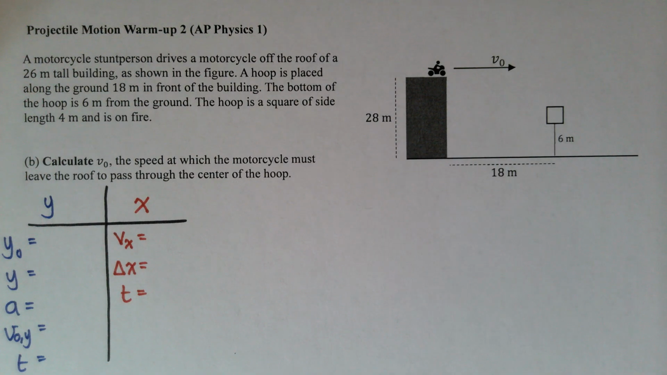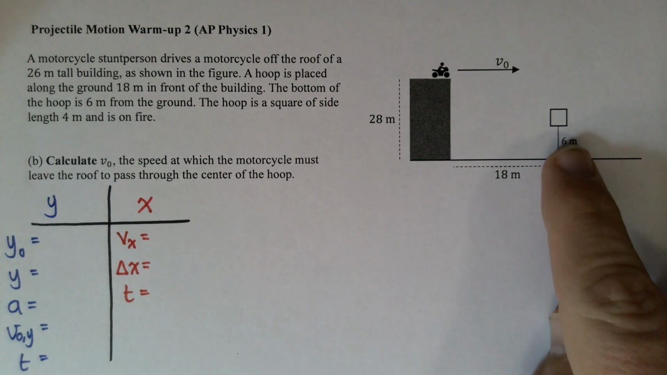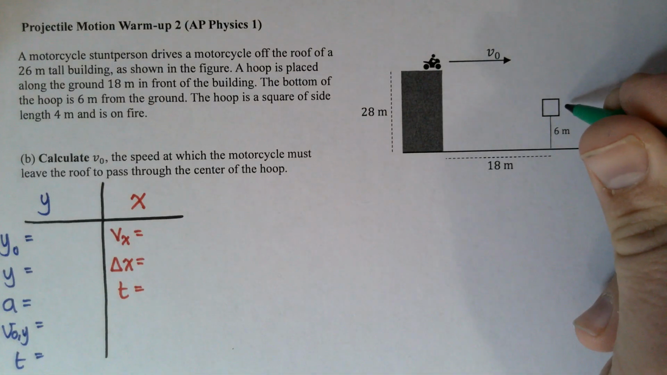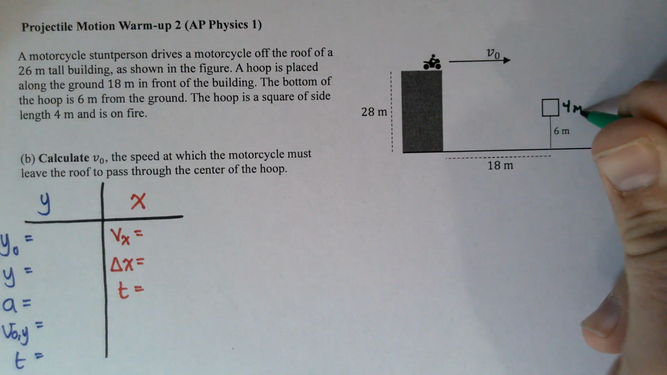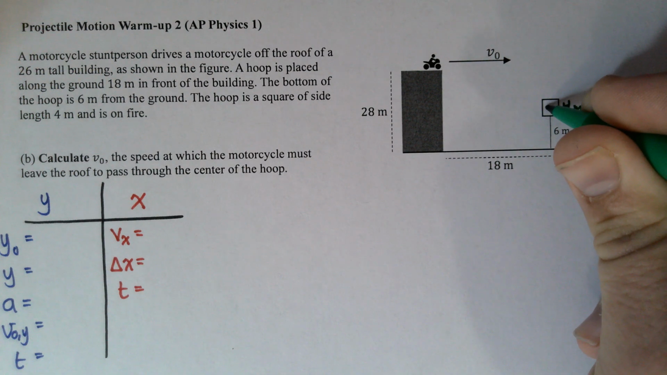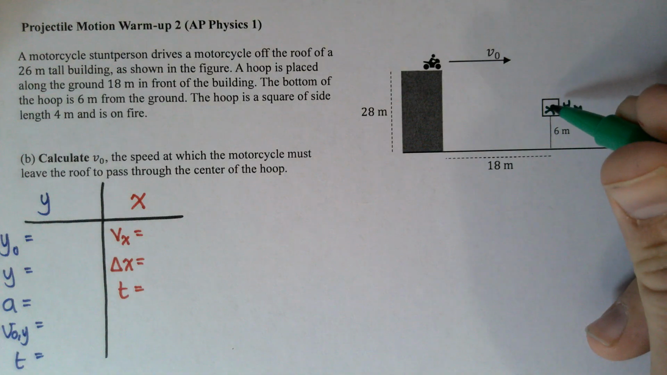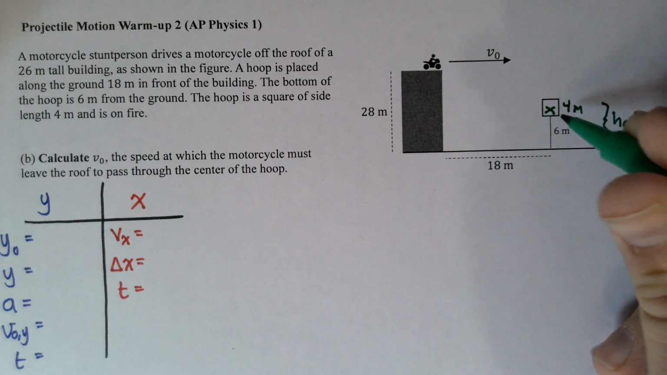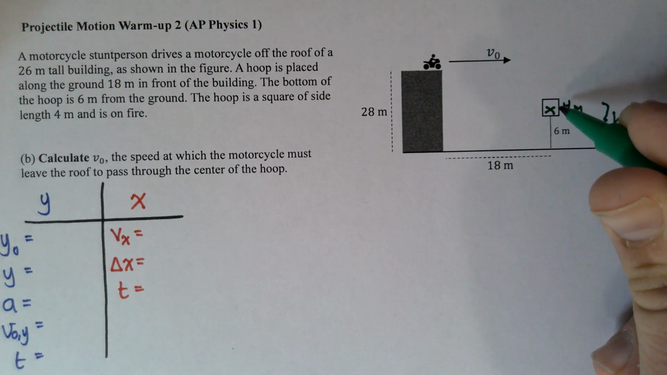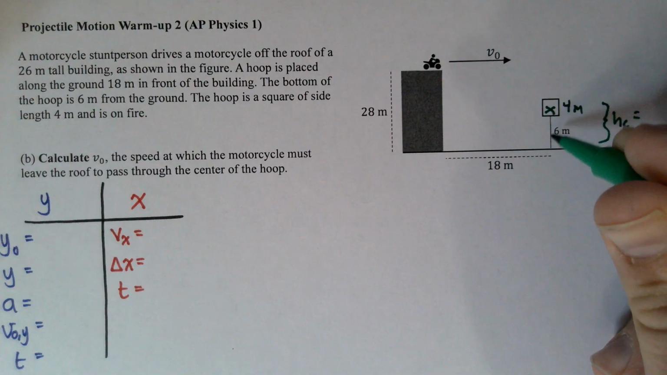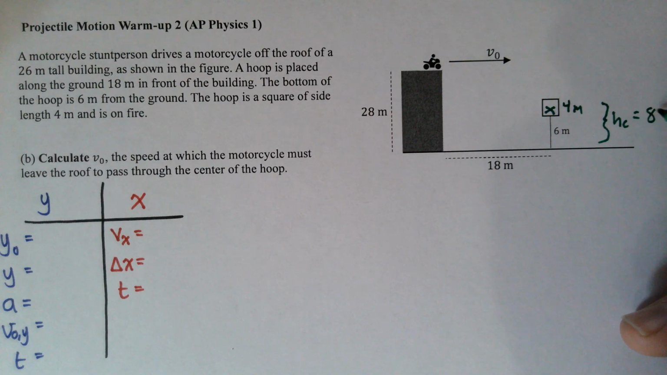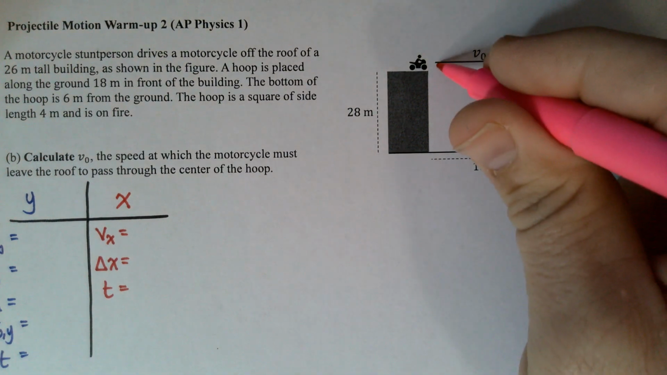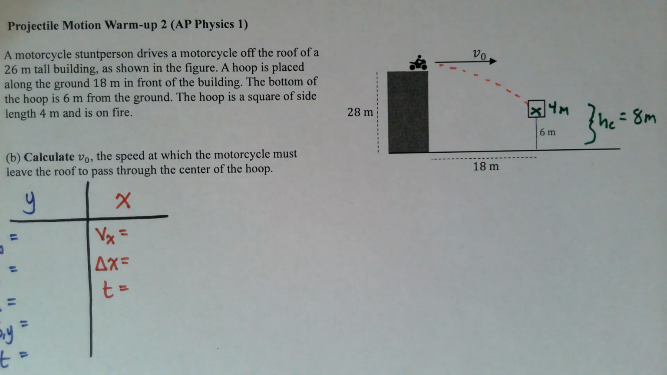So the hoop is 6 meters above the ground, as we have here on our figure, and then this hoop is a square whose sides are 4 meters long. So that means that this side of the square is 4, so halfway would be the center, and so the height of the center of our hoop, because we want to hit the middle of this thing, half of a 4 meter side square would be 2, so 2 plus 6 would be 8. So we want to hit a height of 8 meters with our motorcycle, so we want the path to look like this. Hit the middle of that hoop.